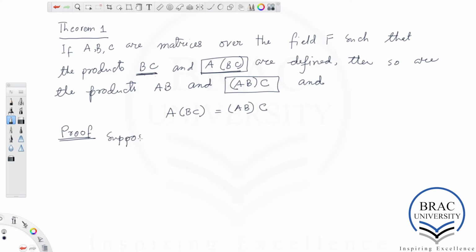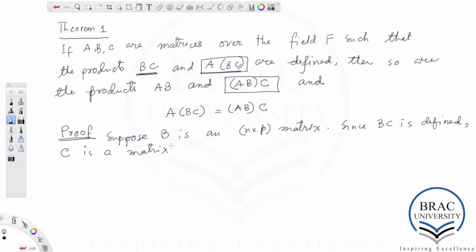Suppose B is an N times P matrix. Okay, it means that B has N number of rows and P number of columns. So we are given that B times C is defined. Since B times C is defined, and B has P number of columns, C has to have P number of rows, right? C is a matrix with P rows.